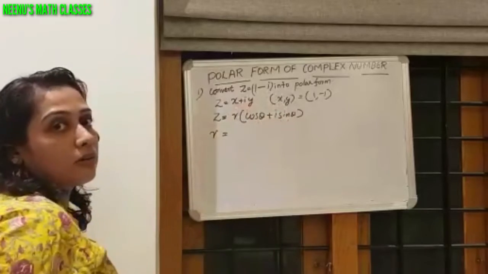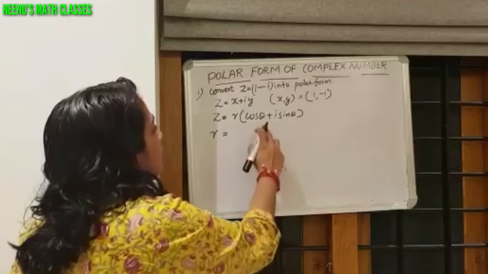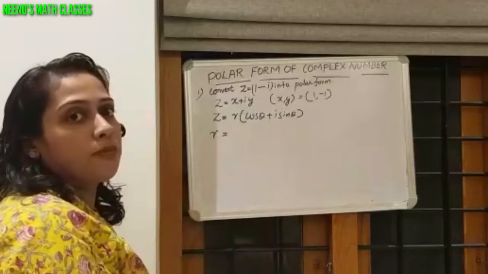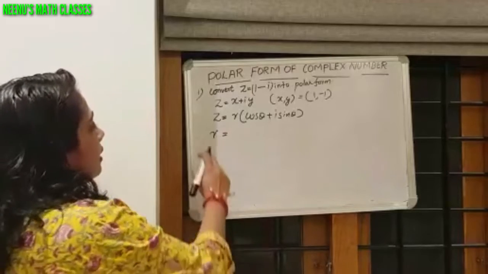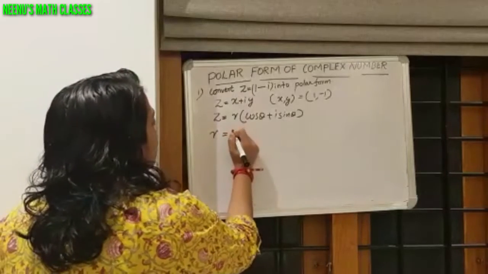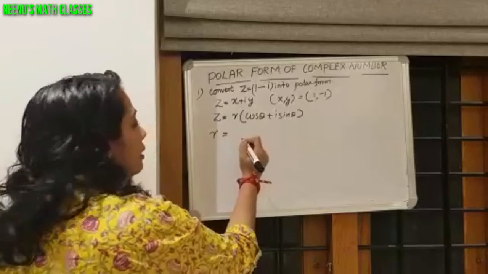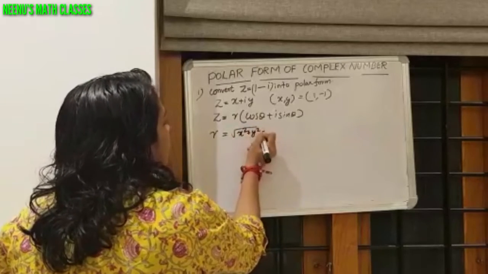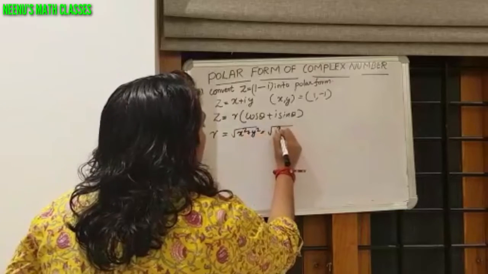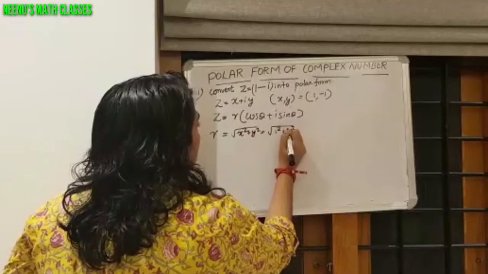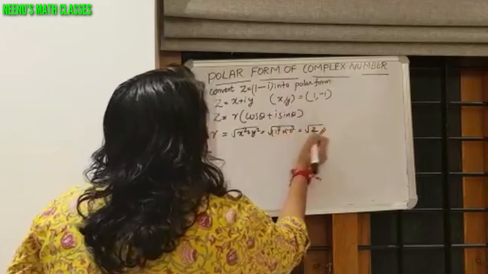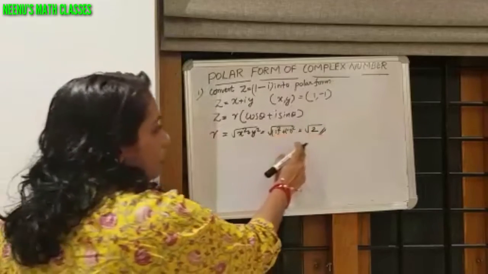Theta is known as the argument of z, and r is the modulus of z. So first we want to find the modulus of z, that is r equal to mod z. What is the equation? r equal to square root of x square plus y square, which is equal to square root of 1 square plus minus 1 square, which is equal to square root of 2. We got r is equal to square root of 2.